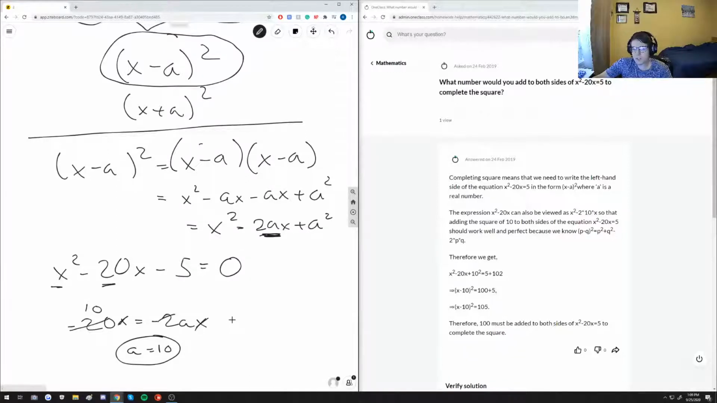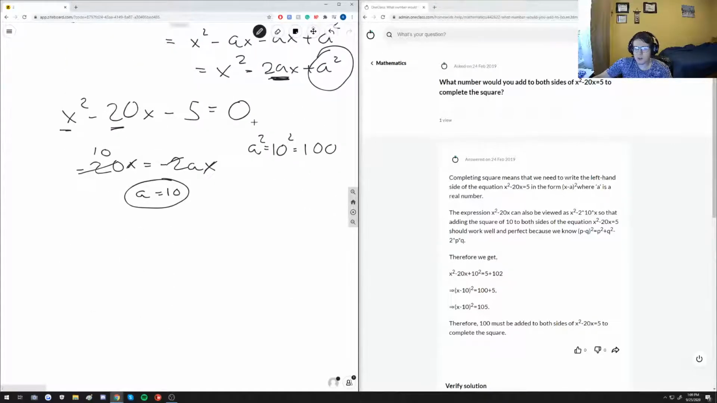Now with a being equal to 10, we can find what our value of a squared should be. So a squared is 10 squared, which is just 100. We need our quadratic equation to be, copying this form right here, x squared minus 2 times 10x plus 100. So x squared minus 20x plus 100. However, we currently have x squared minus 20x minus 5.